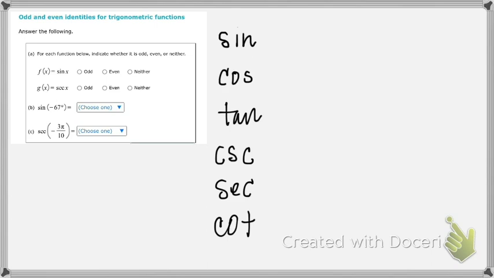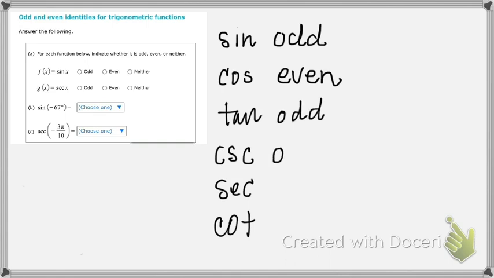For instance, sine is an odd function. Cosine is an even function. Tangent is an odd function. Cosecant is an odd function. Secant is even, and cotangent is odd.